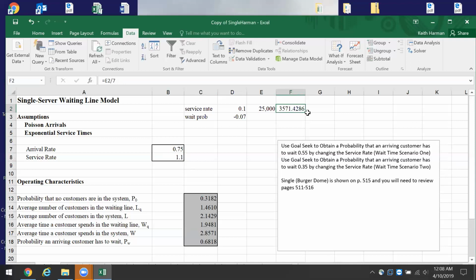That's why arrival times become so important. Because if we spend $25,000 to lower the probability that somebody has to wait, then we better make sure that we're dealing with enough people, i.e. enough arrivals, to make it worth our while.